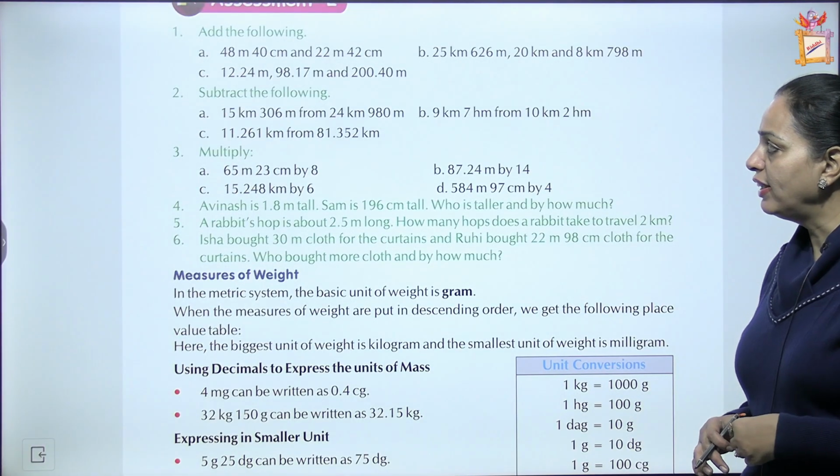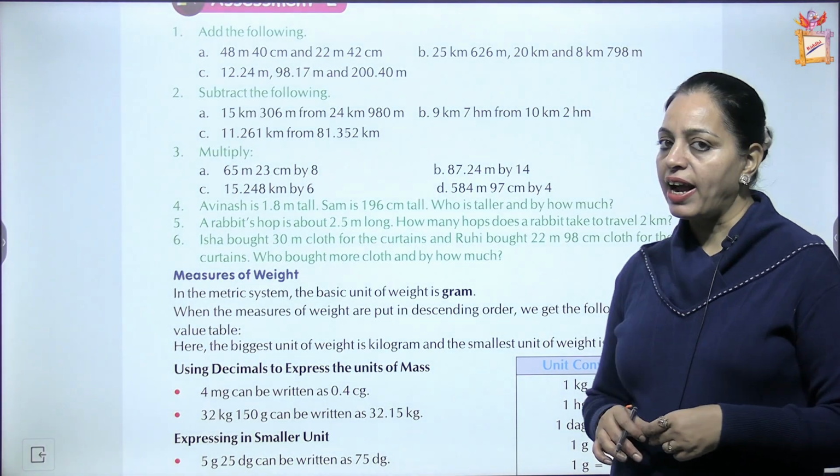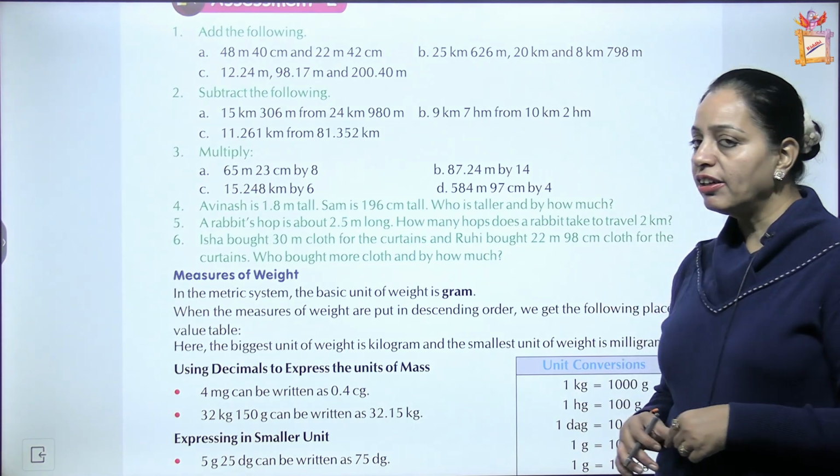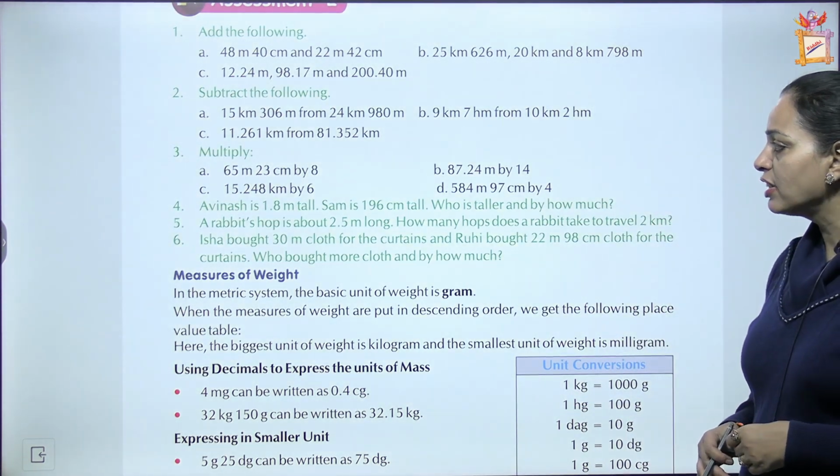Now Assessment 2, question number 1, add the following. So you can try these ones. The second one, subtract, you can do this also. The third one is multiplication, you can try this one also.